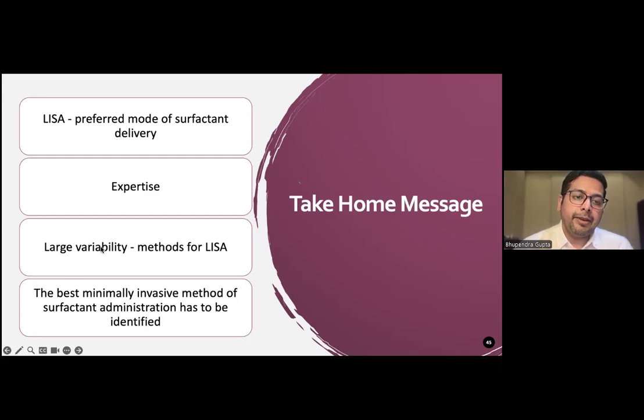And there's a large variability in the method of LISA, because newer devices have come to the market, like LISAcath. So it all depends upon the resident doctor, how expert they are in the method. And in the future, there is a quest to identify the best minimally invasive method of surfactant administration for better outcomes in preterm units.